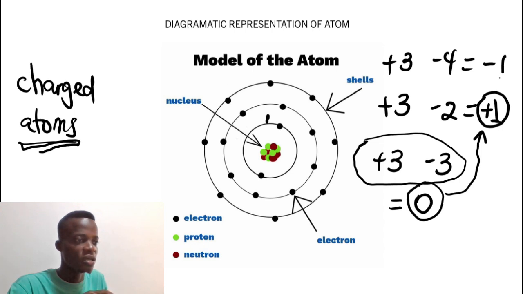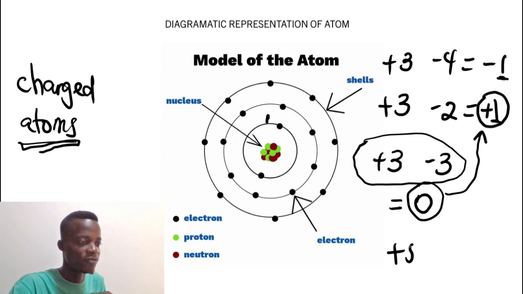But for this one, we have negative one. Negative means here we are dealing with electrons in excess. Electrons are in excess by one. So there's an excess of an electron over protons in this particular species. That's what they mean, basically.